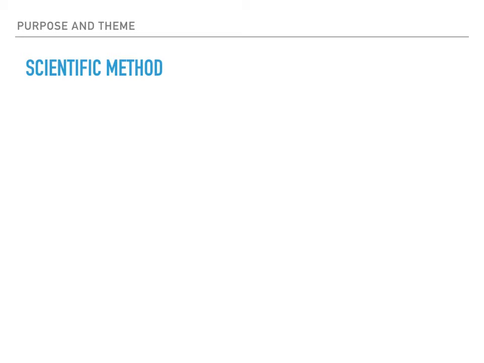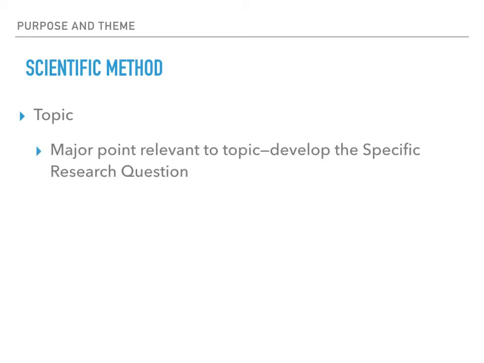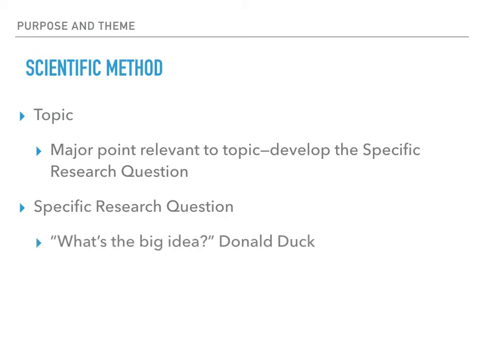So the scientific method is basically made up of, you're going to want to determine your topic. And after you determine your topic, you are really going to want to come up with a very specific research question that is related to your topic. As Donald Duck says, what's the big idea? Your specific research question will be the big idea of your paper. It's the thing that your entire paper and your research is going to focus on.